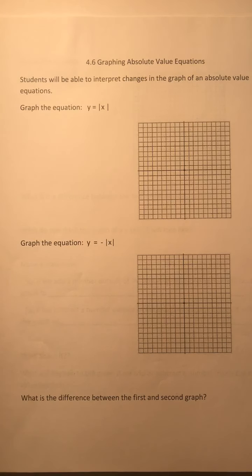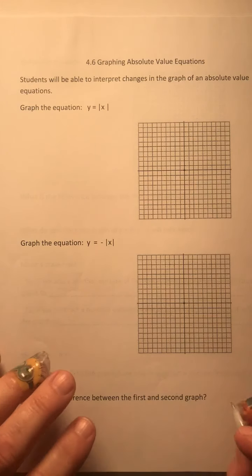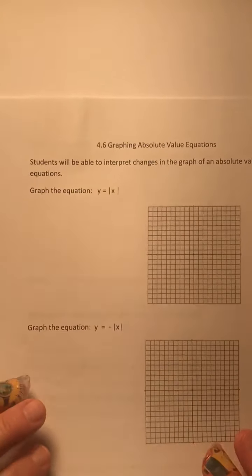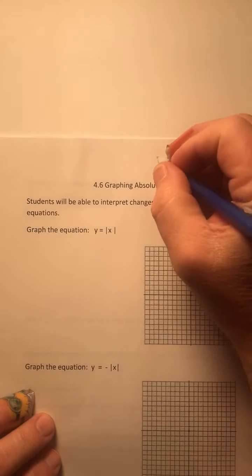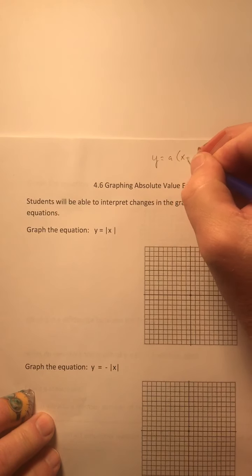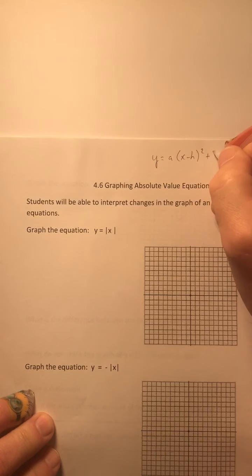Right, this is graphing absolute value equations. What I really want you guys to do is use the old equation that we had, and everybody should remember this equation. I'm going to go right up to the top. We already did this: y equals a(x minus h) squared plus k.